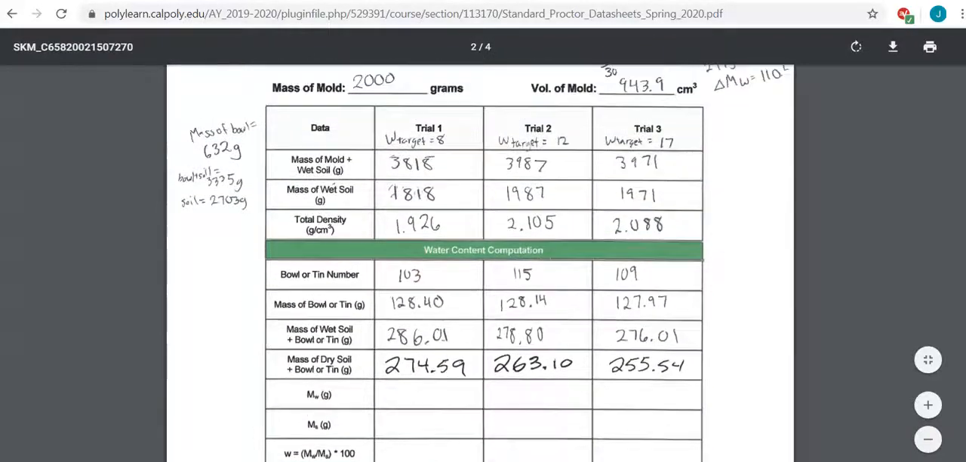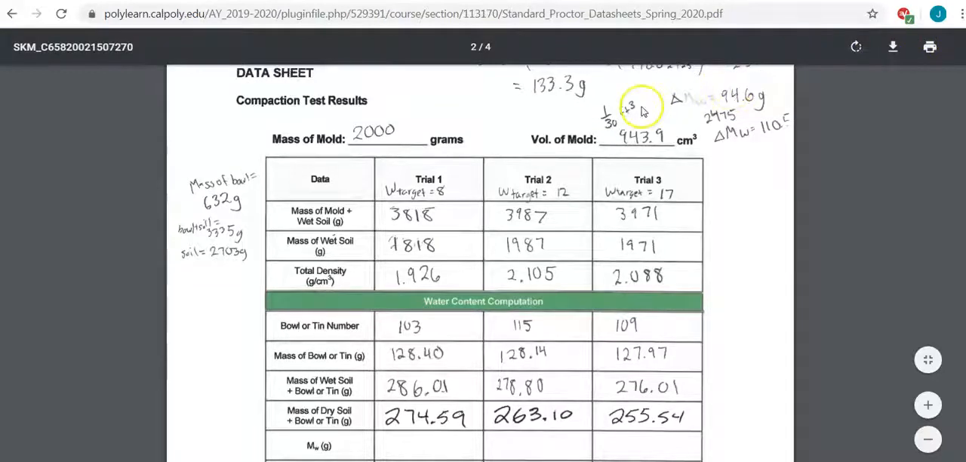The volume, we're going with a nominal volume. So I said before, it's a 30th of a cubic foot. Everything's in centimeters cubed here. Is this the correct conversion? I didn't do it. So make sure you do this for yourself and confirm that that's correct.